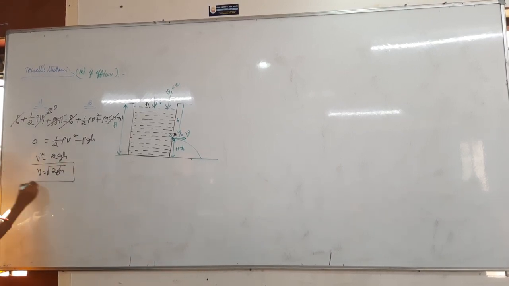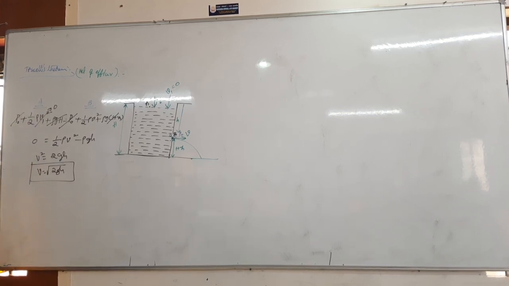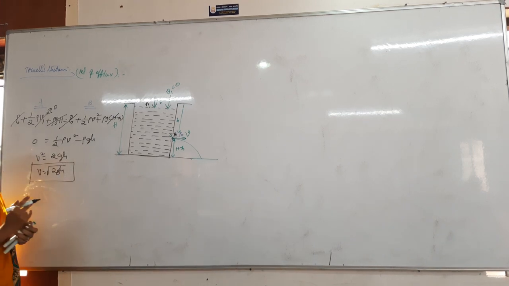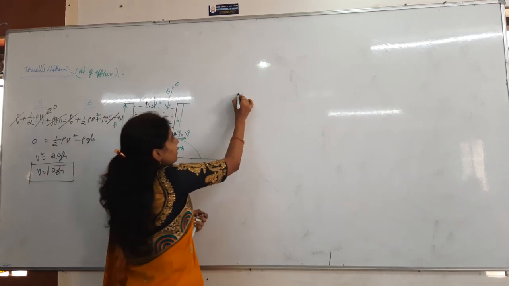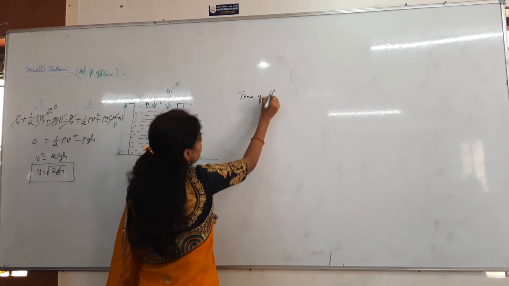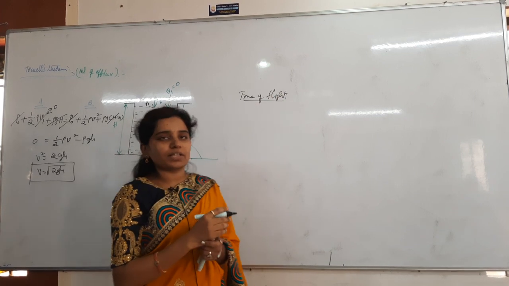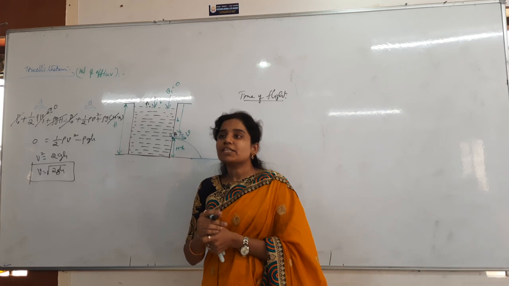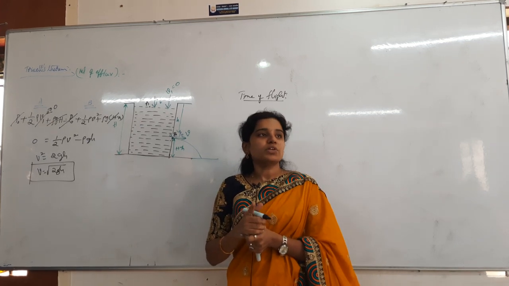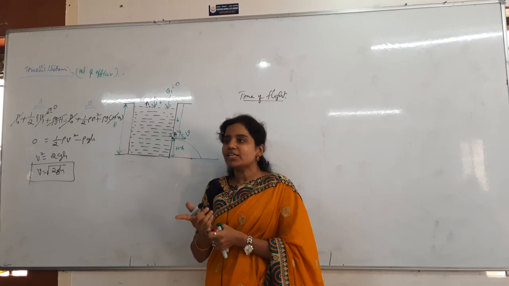V is equal to under root 2gh. Next, you have to find out the time of flight as well as the range. First of all, we will find out the time of flight. For finding the time of flight, which formula do you have to use? The displacement equation: Sy is equal to uy t plus half ay t square.